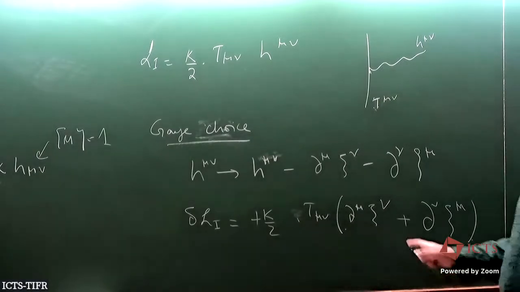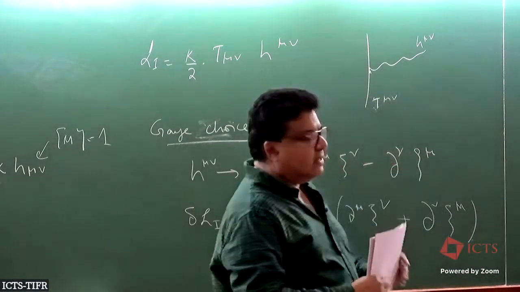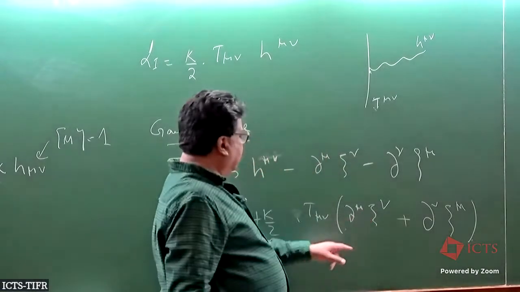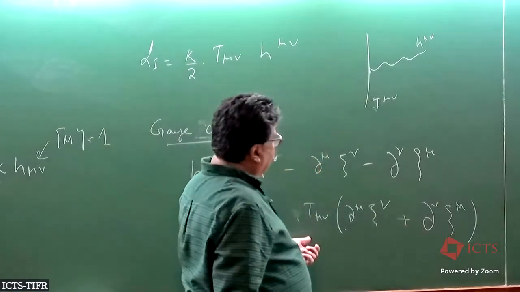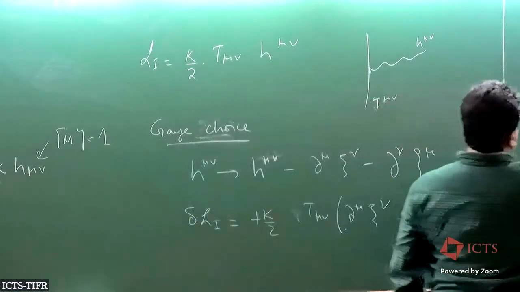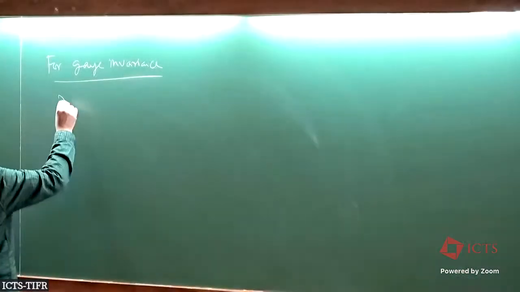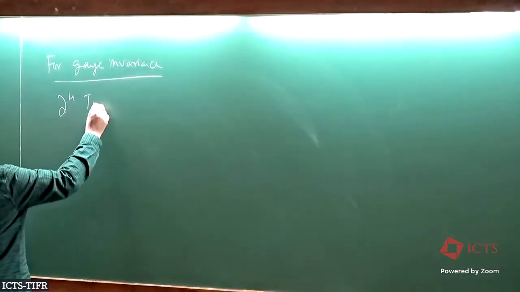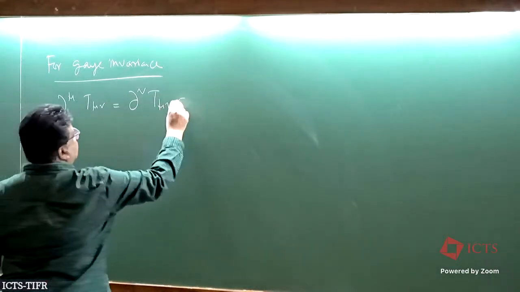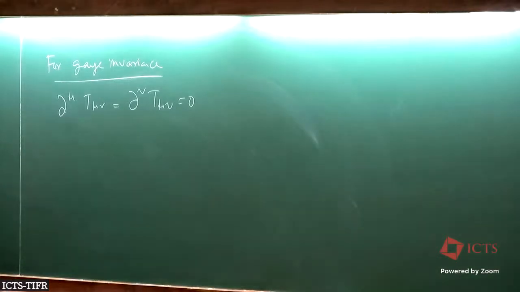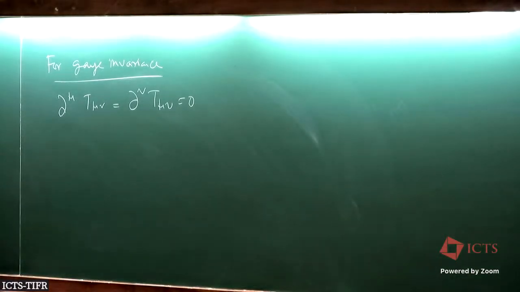what you do is, this is in the action. So you can integrate by parts. This d mu you can shift here with a minus sign. Same thing with the d nu. Okay. And what you would like is that d mu T mu nu or d nu T mu nu should be 0. So this is required for gauge invariance. The interaction term is gauge invariant if you have conservation of the stress tensor. All right.